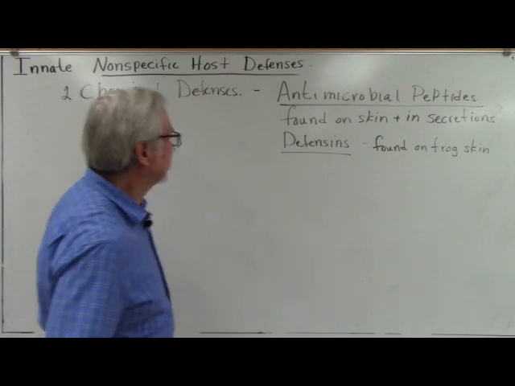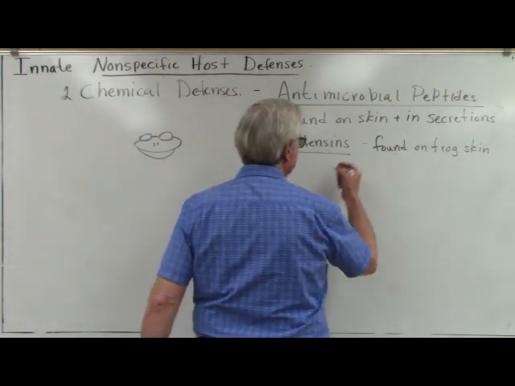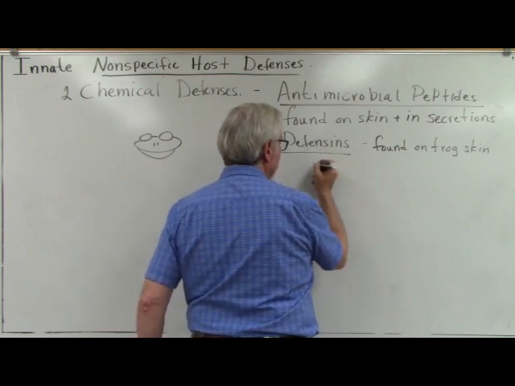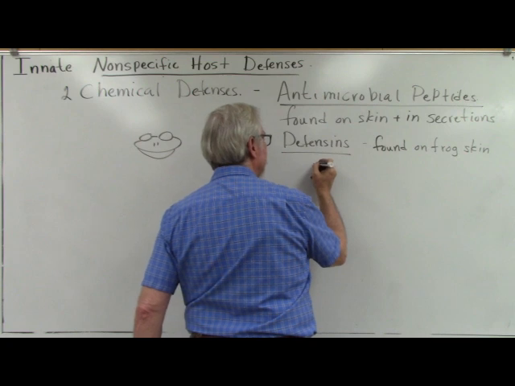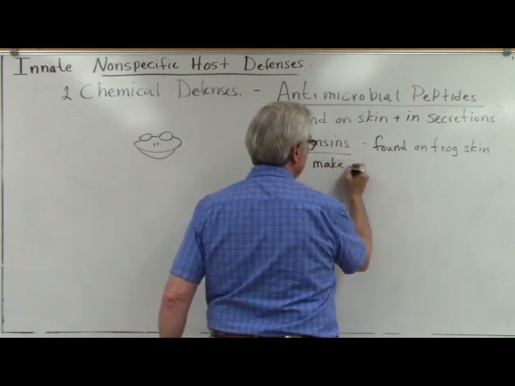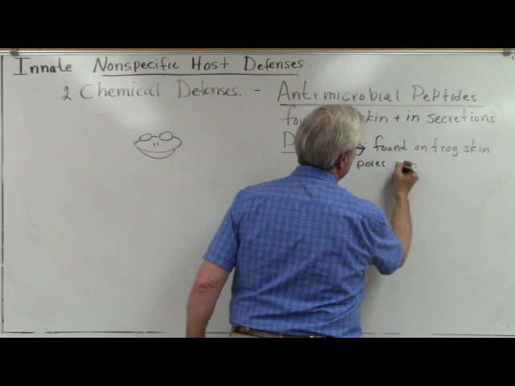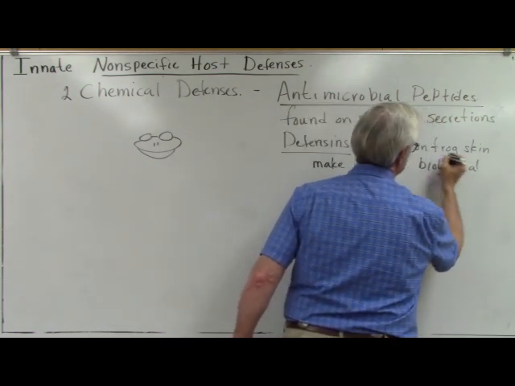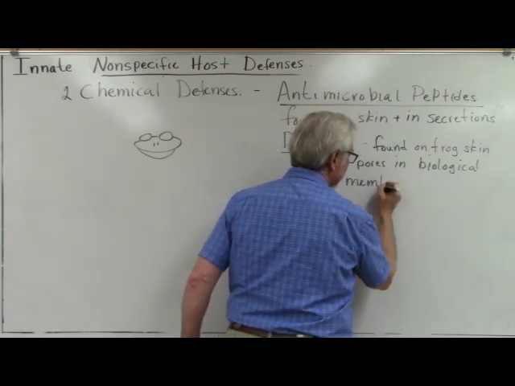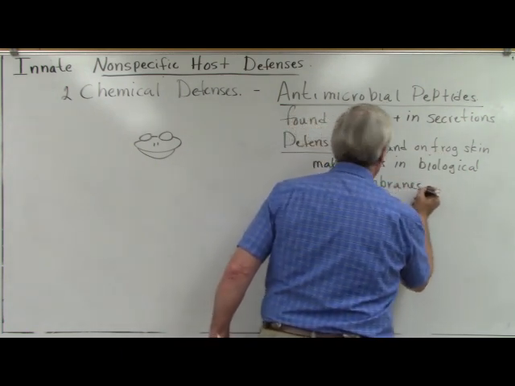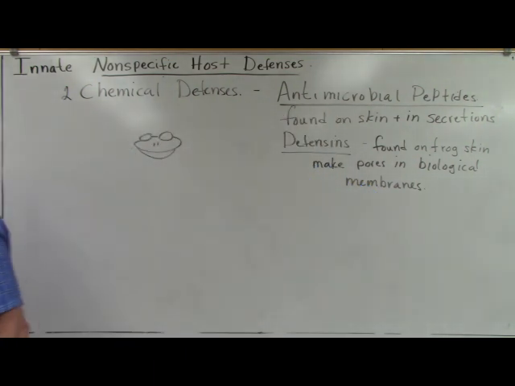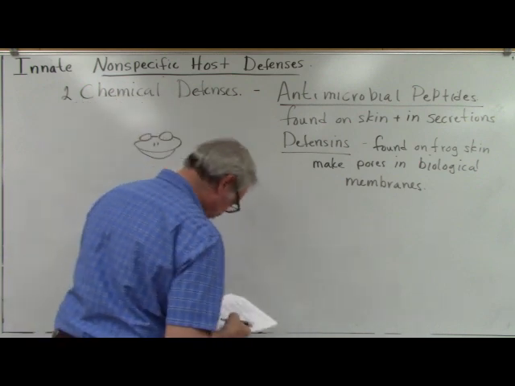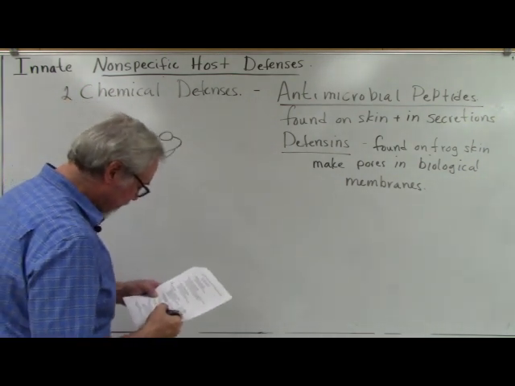But anyway, the way the defensins work, they're found on frog skin, your skin, and bodily secretions. And the way they work is to make pores in biological membranes, specifically in bacterial cell membranes. And of course, if you make a biological membrane porous, then bad things can come in, good things can go out, and you have all kinds of mayhem. There I sound like an insurance commercial. Okay.